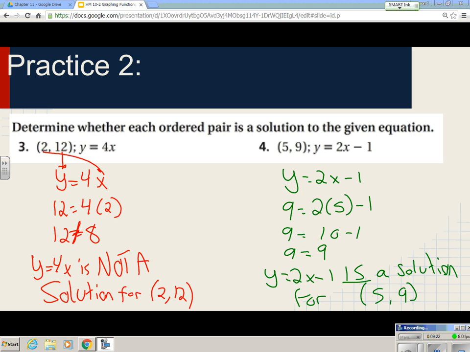And number 4 you found out is a solution because when you do 2x, that means 2 times 5, which gives you 10. And then as you can see, I had to do 10 minus 1, and that gives you 9. So it is a solution. And for those that did these both on their own, for number 3, it is not a solution because they both don't equal 12. So if you got both of those right, come on over and give me a fist pound.